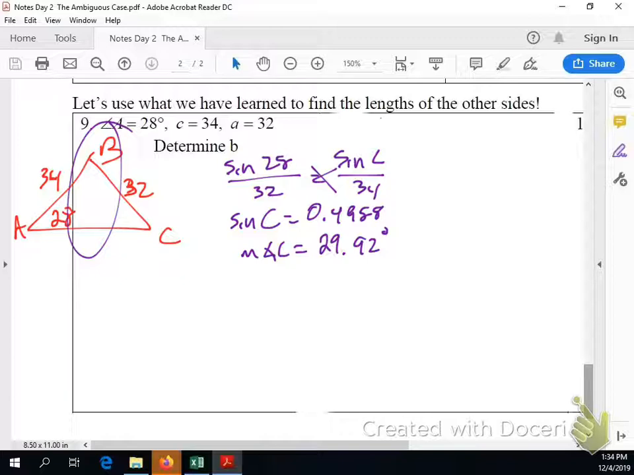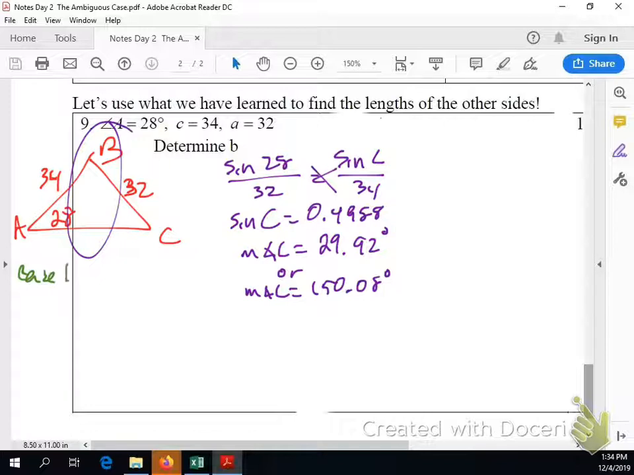But we have to remember that the measure of angle C could also be 180 minus that, because it could be an angle in quadrant 2, which is 150.08. Okay? So since there's two possibilities for angle C, there's going to be two possibilities for angle B.